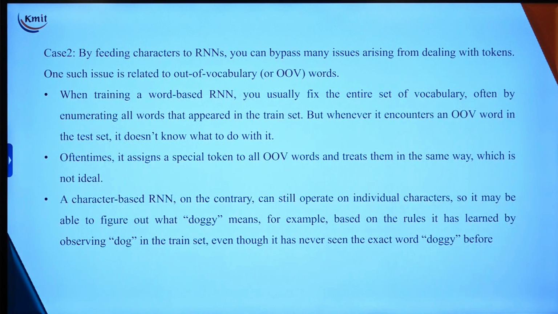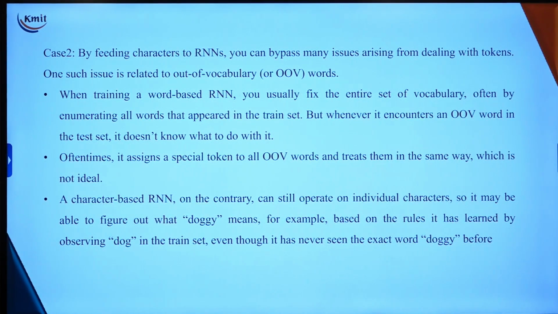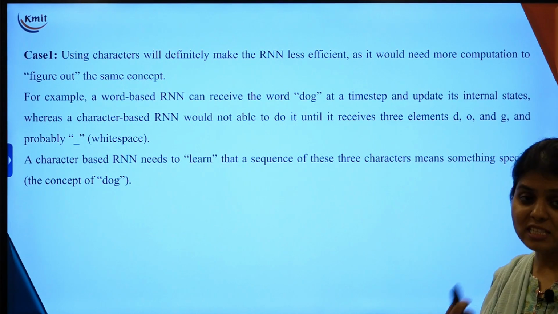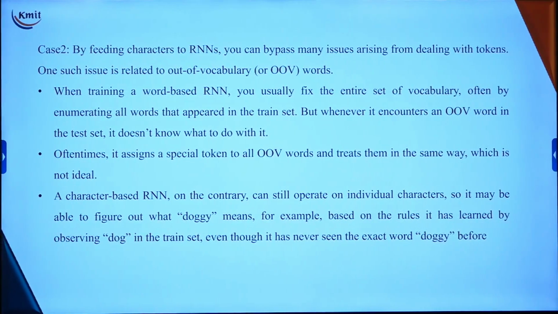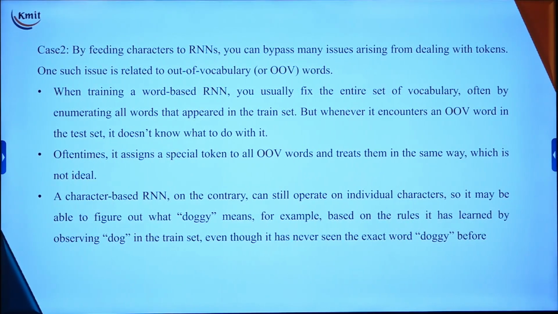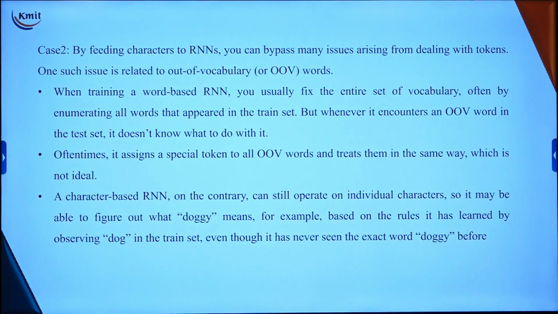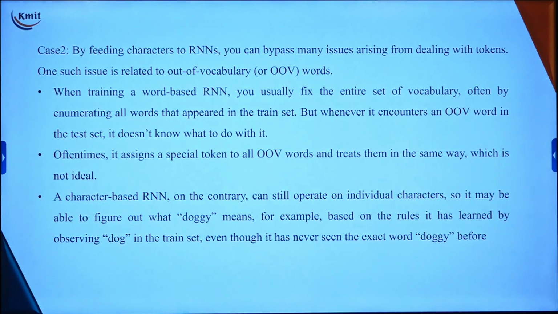Okay. Now there is another case that I want you to consider: by feeding characters to an RNN you can bypass many issues. What are the advantages? The previous case was a disadvantage, less efficient because of more computation. When you feed characters to an RNN, you can bypass many issues. One such issue that I want to highlight here is out-of-vocabulary, OOV, words, which we have already discussed in the last sessions.